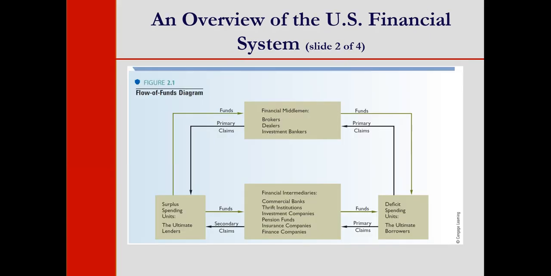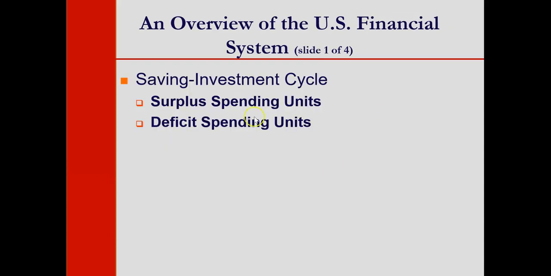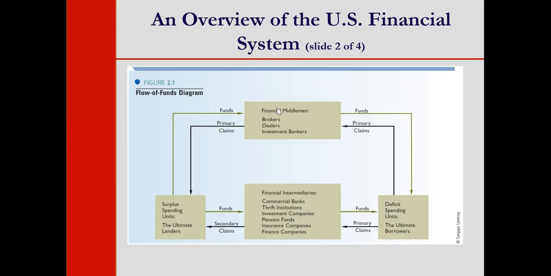Now this is exactly what I just explained. This is just the same diagram. Overall, in the United States, households are basically considered the surplus units, and the business houses are generally considered the deficit units. So what is happening? Funds are going from these surplus spending units, the ultimate lenders, which in our example are households. The funds will go to the financial middlemen, like brokers, dealers, investment bankers, or the banks.